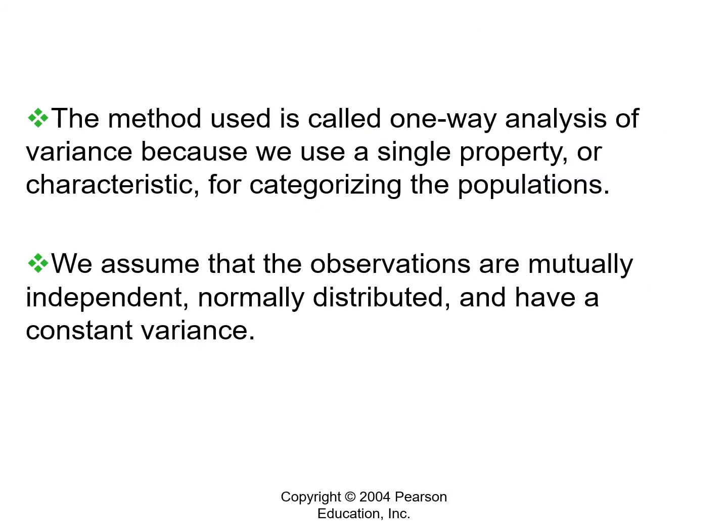The method used is called one-way. It's called one-way because we are going to examine one characteristic, like performance of students, like height of students between groups. So in each case, we are interested in only one characteristic. Yes, there is another method called two-way analysis of variance and so on.